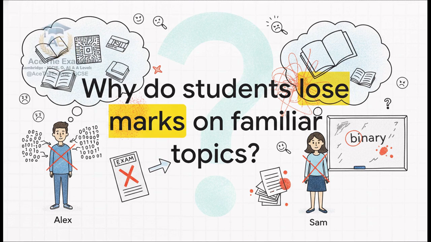Why? Because the core problem here is that students like Alex and Sam often recognize a familiar vocabulary word, but then write an answer to a completely different question from the one that was actually set. It is a classic fatal trap. And today, we're making sure you never fall into it.